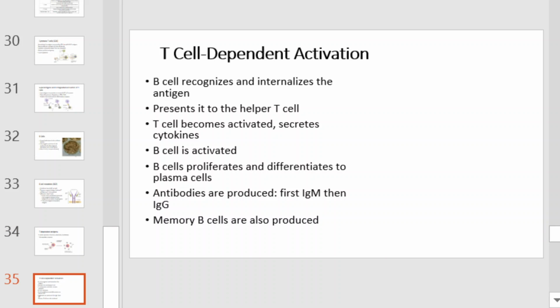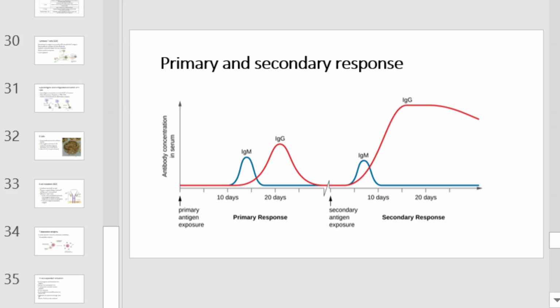T-cell dependent activation. In T-cell dependent activation, a B cell recognizes and internalizes the antigen. It then presents it to the helper T cell. The T cell becomes activated and secretes cytokines. The B cell is activated. The B cell proliferates and differentiates into plasma cells. Antibodies are produced, first IgM, then IgG, and memory B cells are also produced. This is an illustration of that process in graphic form.